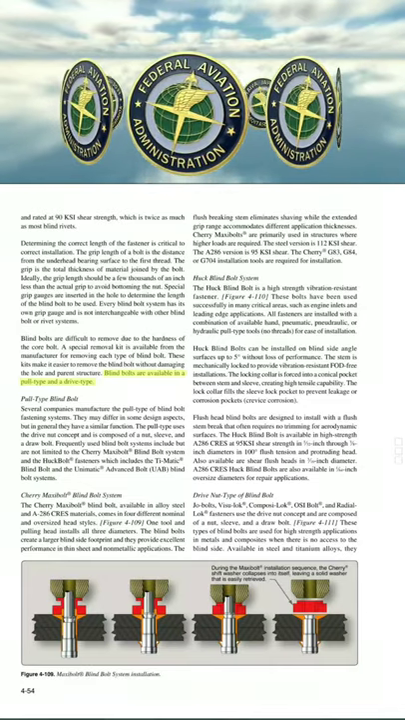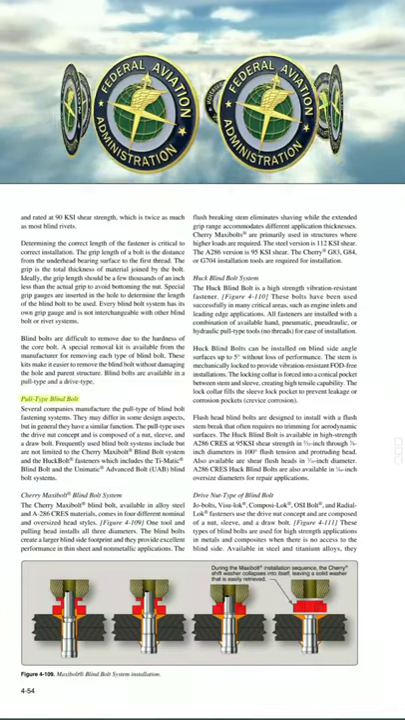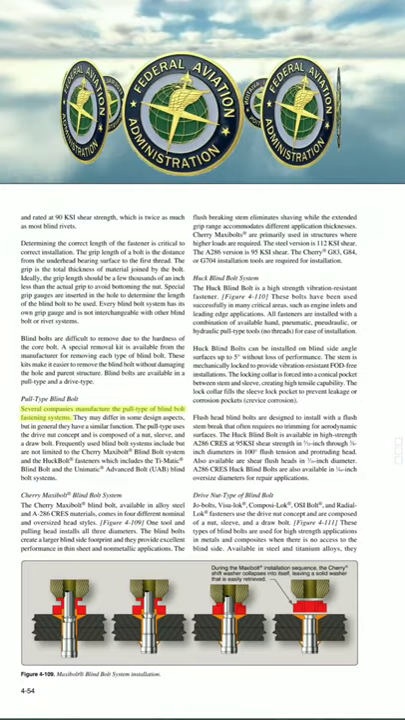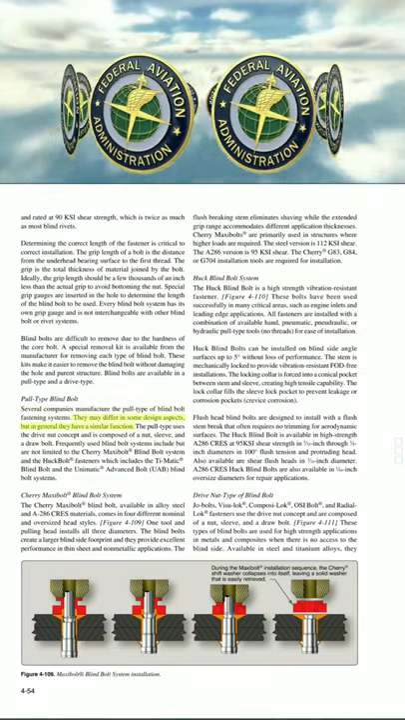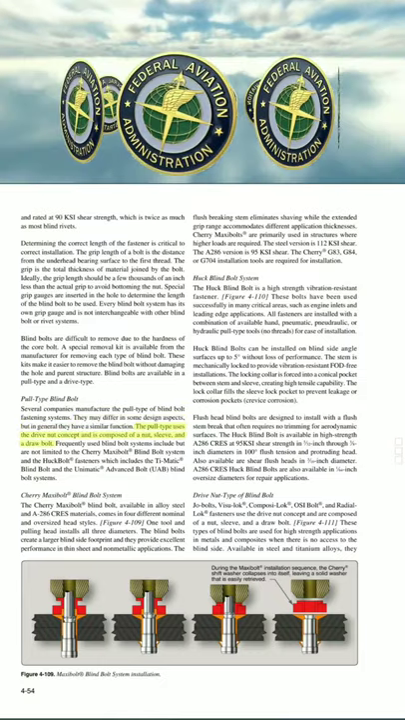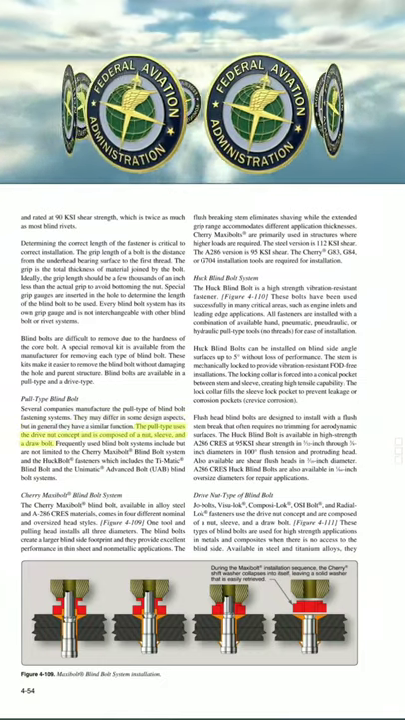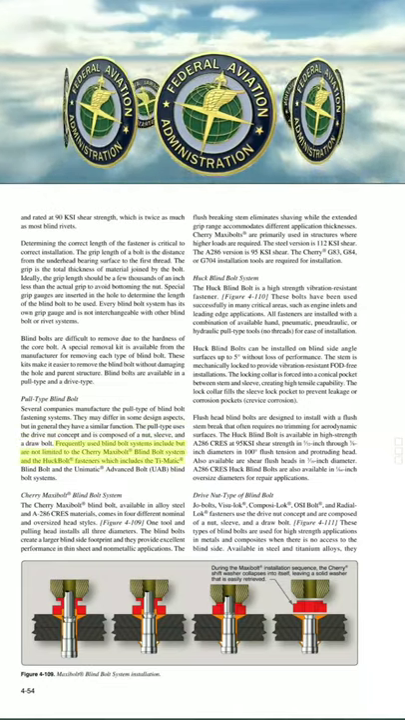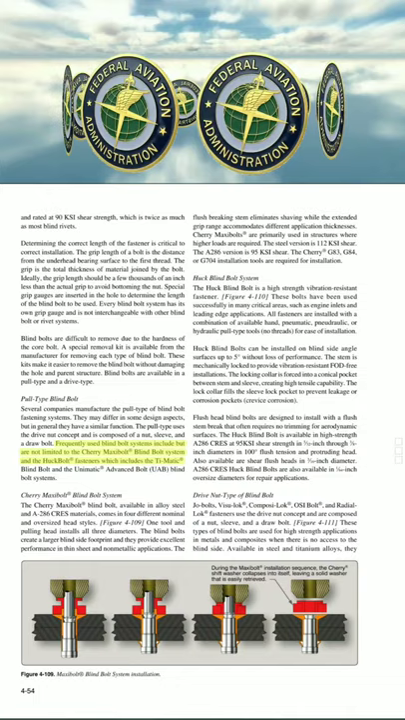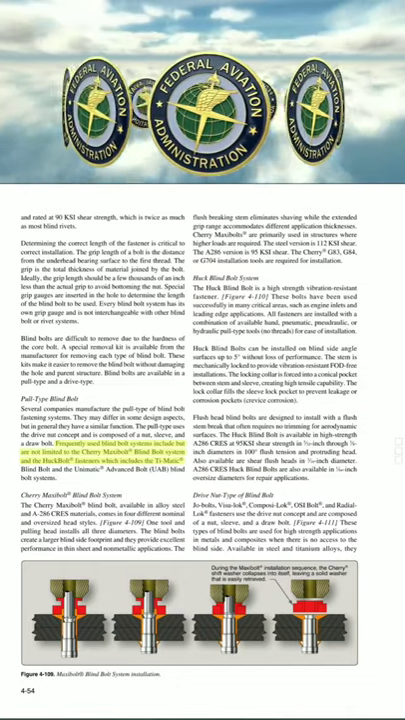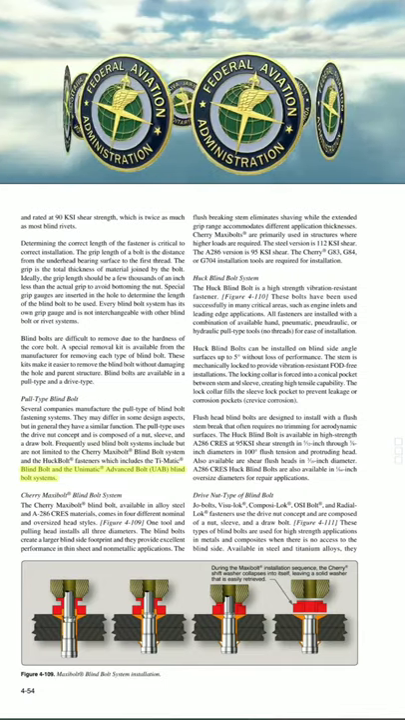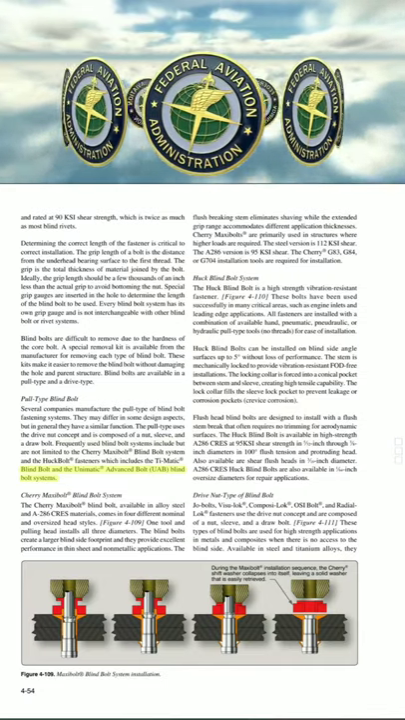Blind bolts are available in a pull type and a drive type. Pull type blind bolt. Several companies manufacture the pull type of blind bolt fastening systems. They may differ in some design aspects, but in general they have a similar function. The pull type uses the drive nut concept and is composed of a nut, sleeve, and a draw bolt. Frequently used blind bolt systems include, but are not limited to, the Cherry Maxibolt registered blind bolt system and the Huckbolt registered fasteners, which includes the T-Matic registered blind bolt and the Unimatic registered advanced bolt, UAB, blind bolt systems.